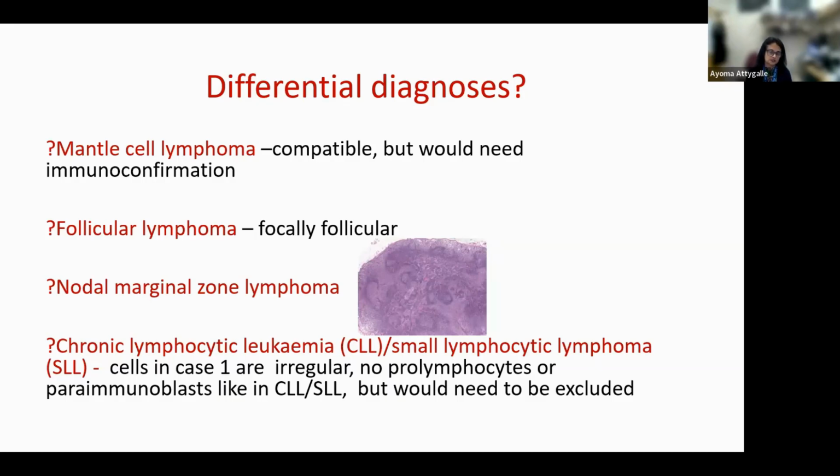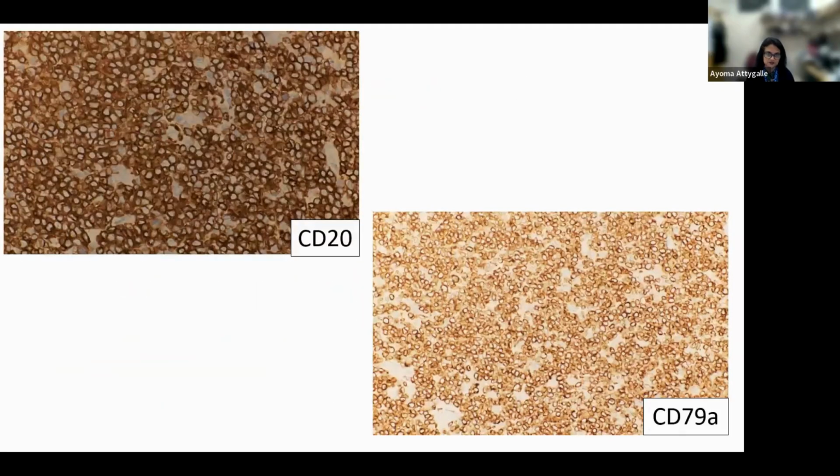Then small chronic lymphocytic leukemia and small lymphocytic lymphoma. The cells in this current case have very irregular nuclear contours. They are indented with fish mouth appearance. That appearance is very unusual to see in a CLL/SLL. I will show a case to come, but they also have an admixture of what you call prolymphocytes and paraimmunoblasts, and this is not seen in this case. But certainly in some cases it is not possible to tell, especially where the fixation is not very good. So this would also need to be excluded, and we would include the immunomarkers that are required for this.